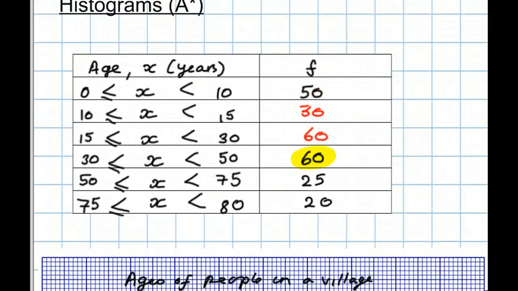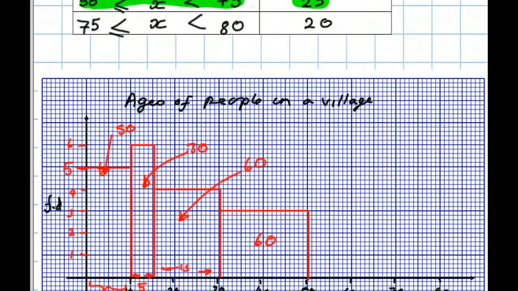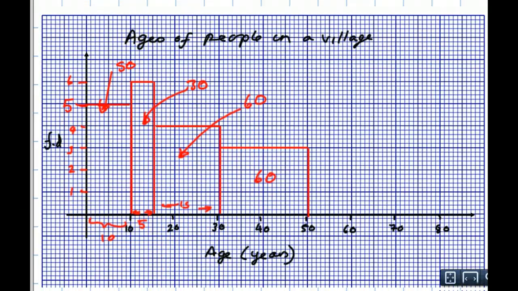I've got 2 more classes to do. 50 to 75 has a frequency of 25. So let's draw the rectangle for that. I'll put a little mark here at 75. Now, how wide is that? That's 25 wide. And I've got to show an area of 25. So therefore, the frequency density has got to be 1, because 1 times 25 is 25. So there's that rectangle drawn.